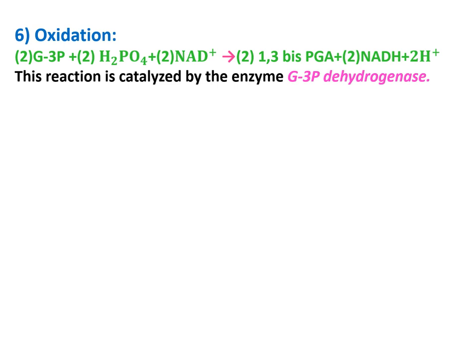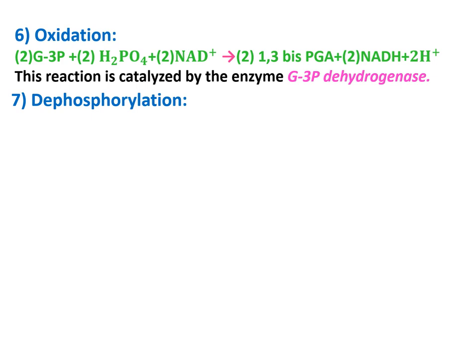Sixth step, oxidation. G3P is oxidized to 1,3-bis-PGA by releasing hydrogens. Such hydrogens are accepted by NAD+, which is reduced to NADH plus H+. Here, inorganic phosphate is donated by H2PO4 from the cytosol. This reaction is catalyzed by the enzyme G3P dehydrogenase.